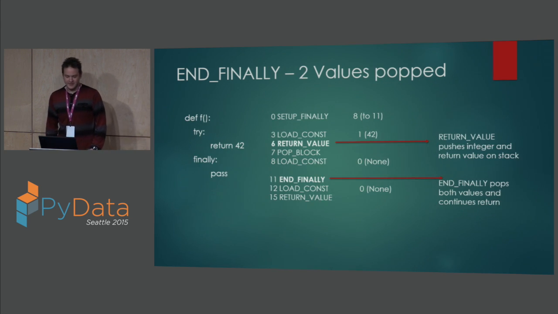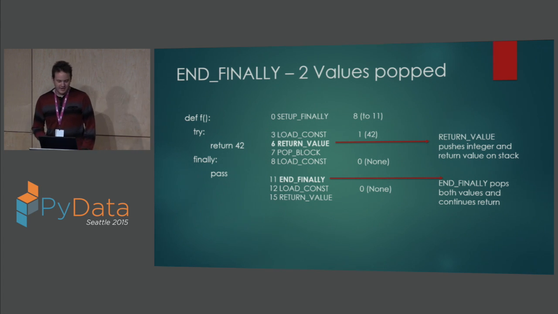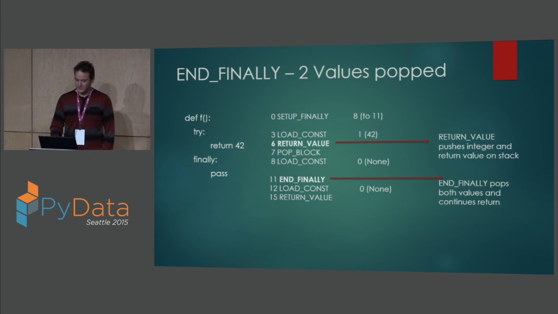But finally can pop multiple values in the case of a return. And here, when we do the return, it's going to push that same special integer that says what's going on, kind of like what break did, but it's a different integer value. And it's going to push the return value onto the stack. And then we're going to dispatch to finally, and it's going to pop two values off the stack.